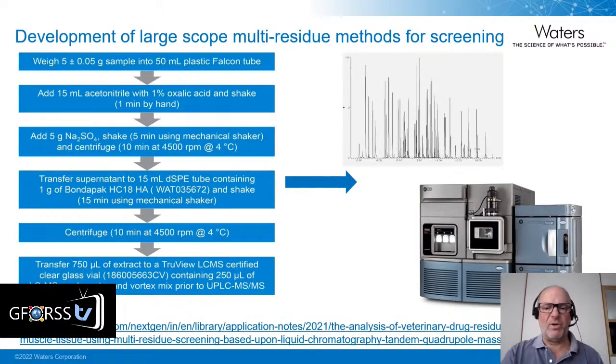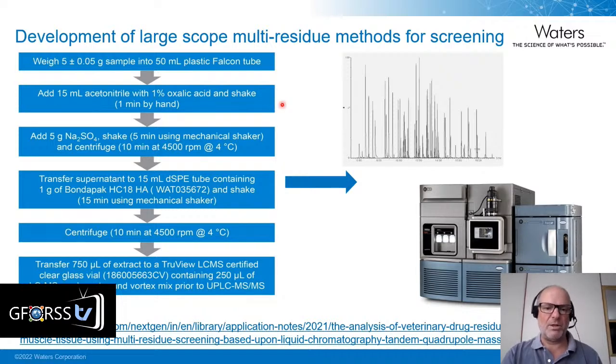Before we go on to have a look at a little bit more detail about how we use method 2 to calculate CC-beta from a screening experiment, I just wanted to show you an example of a large scope multi-residue method for screening of vet drugs in a range of different tissues using LC-MS. And the key thing is we have to have some sort of generic extraction conditions.